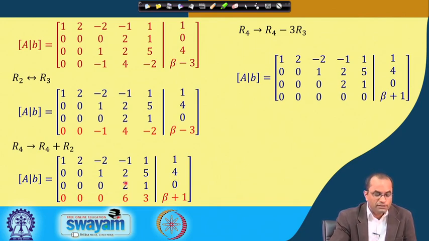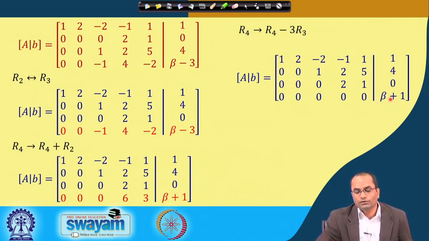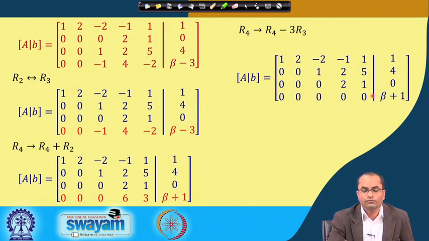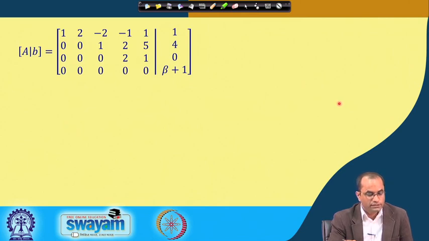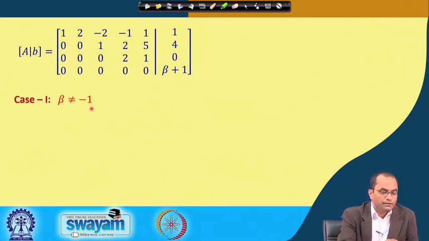So, here 6 minus 3 times 2 is 0 again, and 3 minus 3 is also 0, and beta plus 1 minus 0 times 3 is beta plus 1. So, this is the reduced form. We do not have anything further to reduce in this case. Now we will identify the cases, and we will take the first case when beta is not equal to 1.